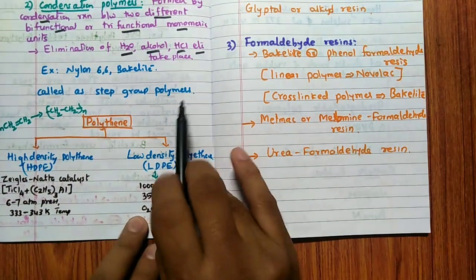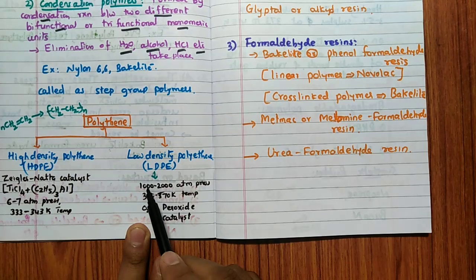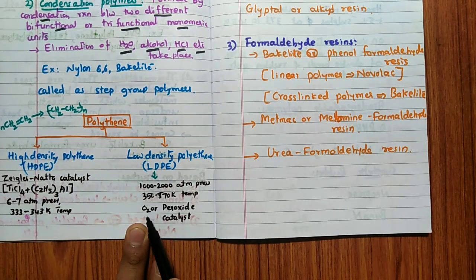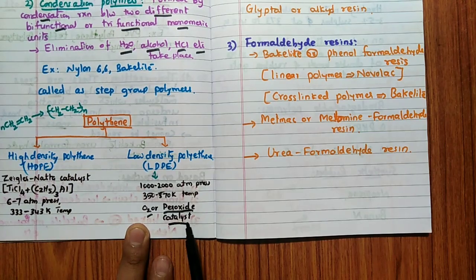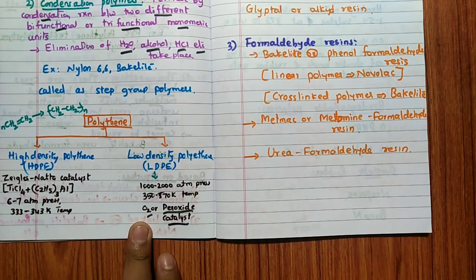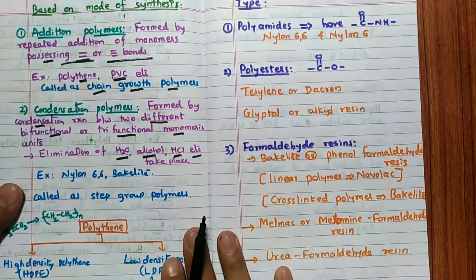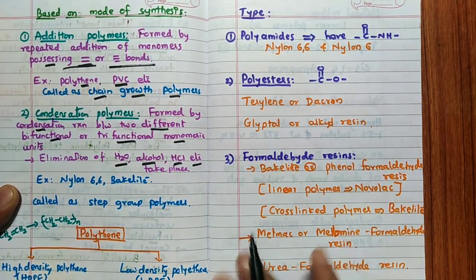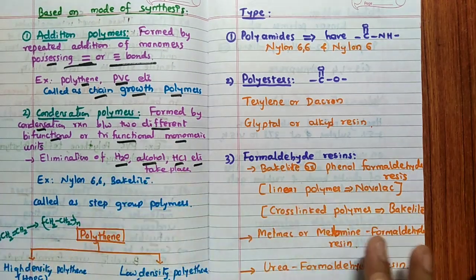So here low density polyethene LDPE, 1000 to 2000 atmosphere pressure, 350 to 570 Kelvin temperature. Important, peroxide or oxygen as a catalyst. So here Ziegler-Natta acts as a catalyst for HDPE. Then type of polymers. Here I have given only the names. So in the later stage I will give you the monomeric units also.